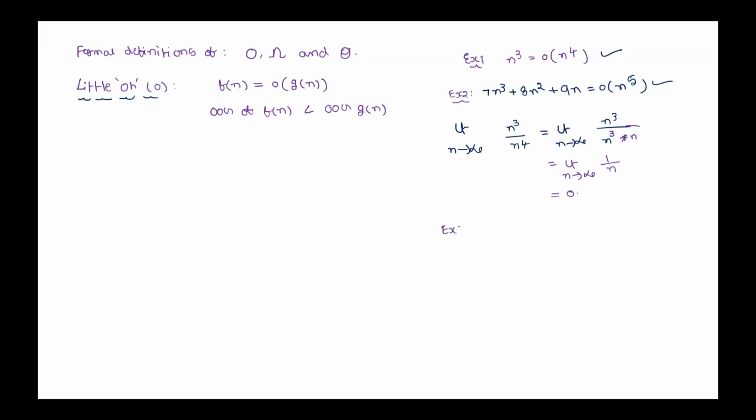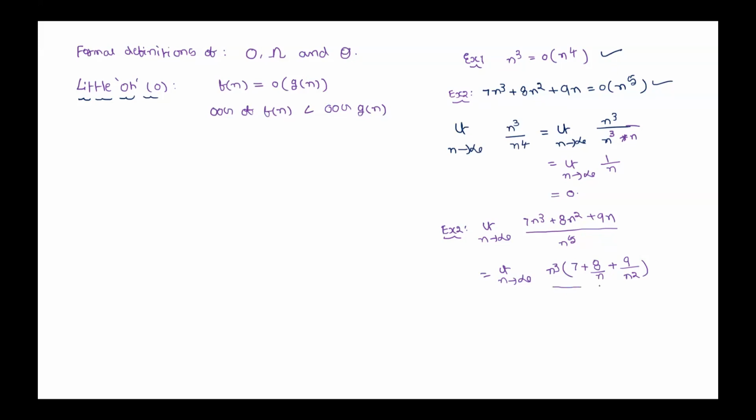Now example 2 also, let us take limit n tends to infinite, 7n cube plus 8n square plus 9n by n power 5. Both sides we can take n cube common in the numerator. If I take n cube common in numerator, what do we get? 7 plus 8 by n plus 9 by n square. Is that correct? This is 8n square, this is 9n.